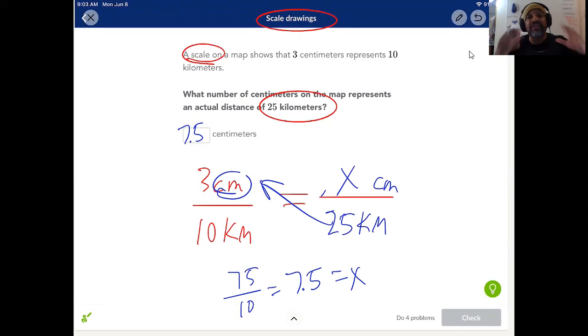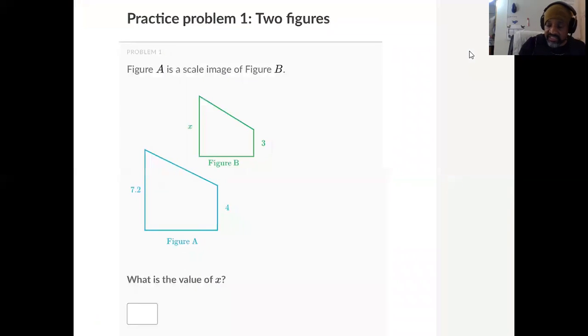Set the proportion up. Use the units. The units are the easiest way to set up the proportions. Now, sometimes they don't give you the units, or sometimes the units are all in the same unit. So it's a little bit more difficult, but you can still do it. So here's the second example.